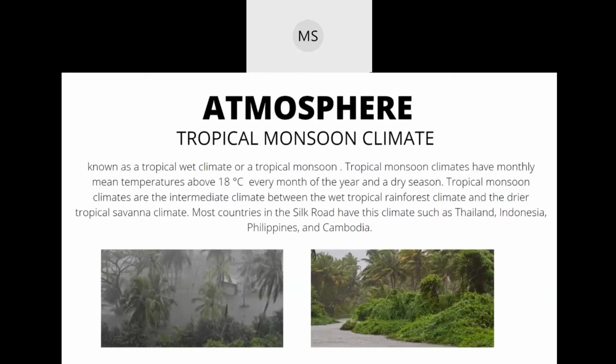The next one is tropical monsoon climate, known as a tropical wet climate or a tropical monsoon. Tropical monsoon climate has a monthly mean temperature above 18 degrees Celsius every month of the year and a dry season. Tropical monsoon climate is the intermediate climate between the wet tropical rainforest climate and the drier tropical savanna climate. Most countries in the Silk Road have this climate, such as Thailand, Indonesia, Philippines, and Cambodia.